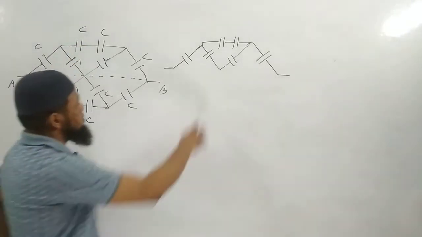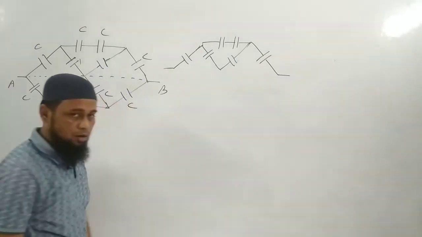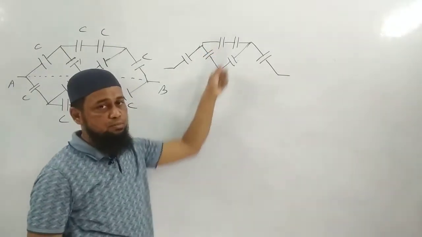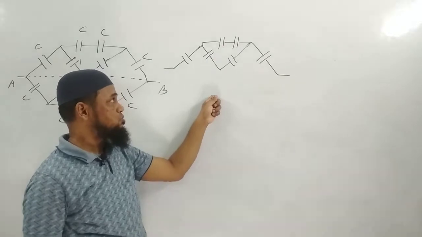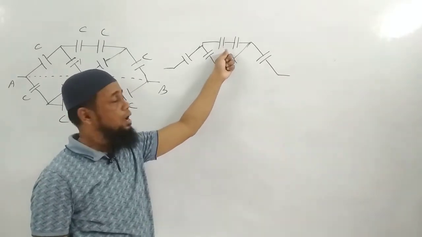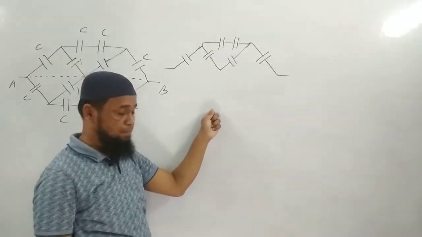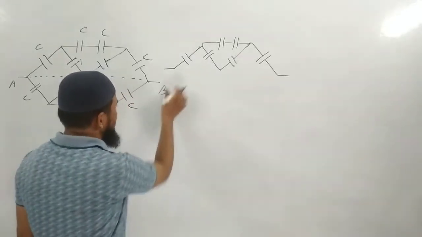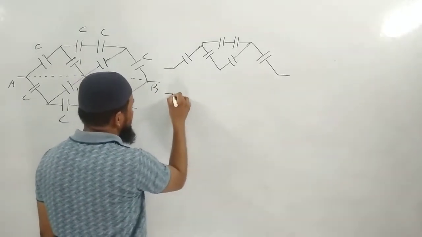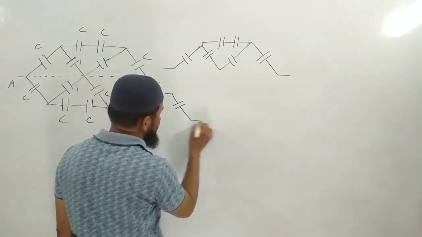I'll find out the capacitance of the upper part. I'll find out the capacitance of the lower part. Since they are identical, obviously both parts will have the same capacitance. So I'll find out the capacitance of one part. I'll consider another identical part is in parallel. Then I'll add it, something like this. Okay, this other part.